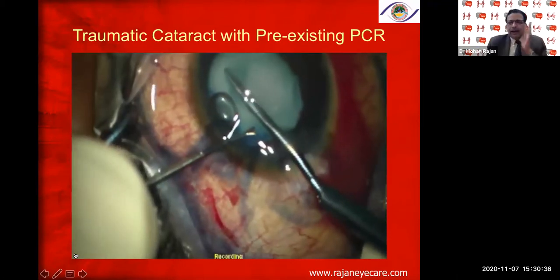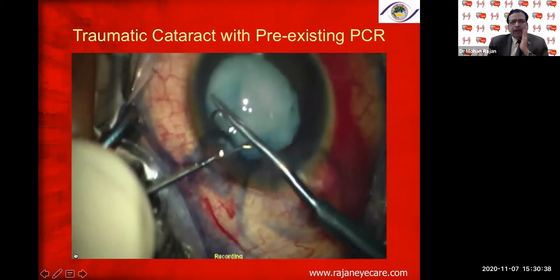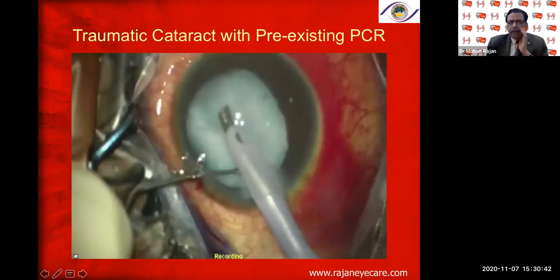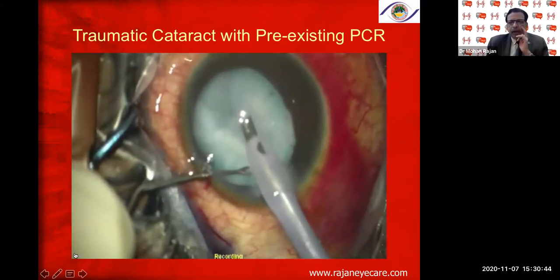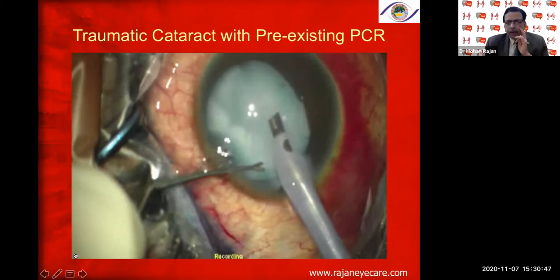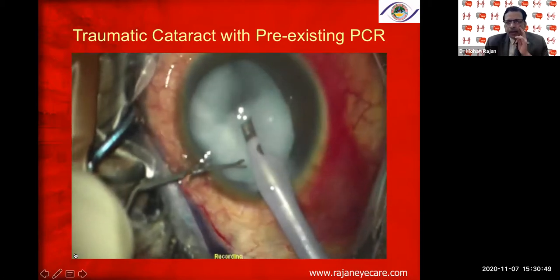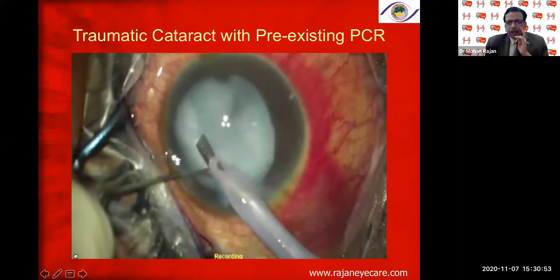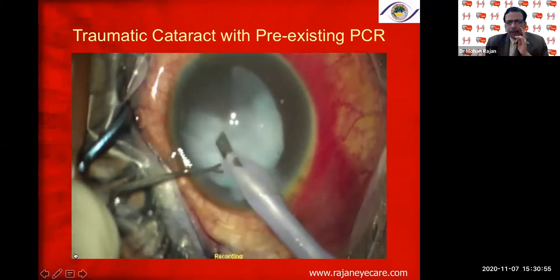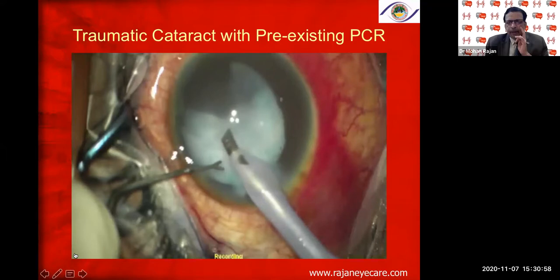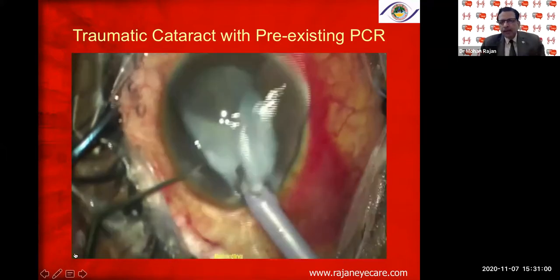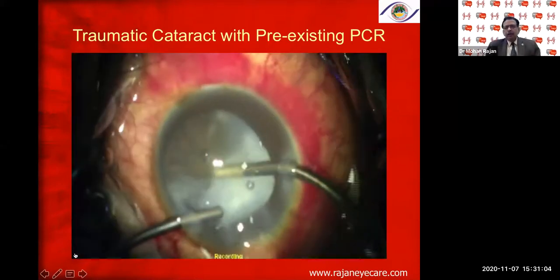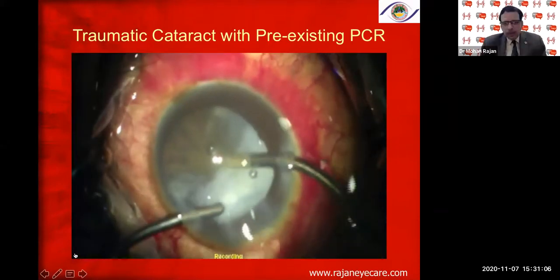This is a traumatic cataract in a young patient. In traumatic cataract, there can be a pre-existing PC tear. I did an ultrasound, a B scan, an UBM, but I was not able to see it. But once I removed the cataract, you can see here, this is a very, very soft cataract because the patient is a 4-year-old kid, and once I did that, the whole thing started moving because of the pre-existing tear. Because of trauma, there was a tear in the posterior capsule as well.